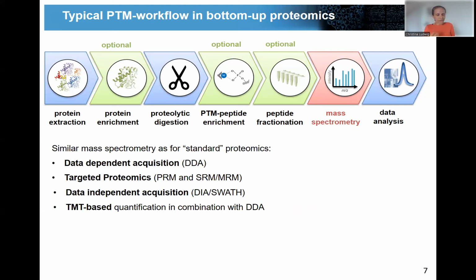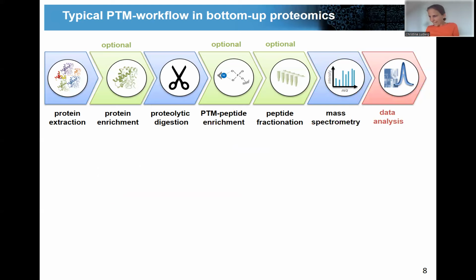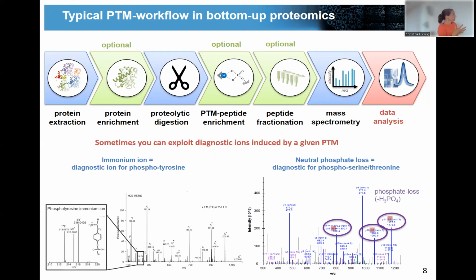If we already have interesting PTMs or peptides, which we know, we use targeted proteomics to measure those, very reproducible and sensitive. But you can also use data-independent acquisition or TMT-based quantification on phosphopeptides or on PTM peptides in general. However, something to consider in PTM proteomics is that you can sometimes, depending on the PTM, exploit diagnostic ions that are formed by a PTM to either identify the PTM or maybe also validate that PTM, because some PTMs might fragment during the fragmentation process in the mass spectrometer.